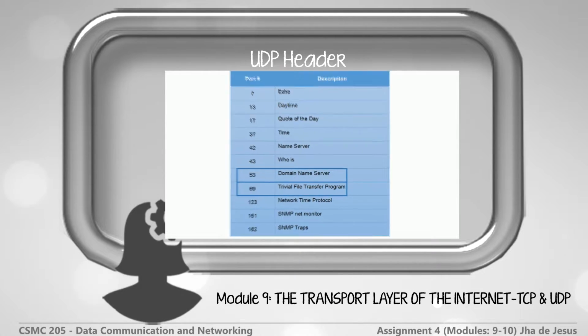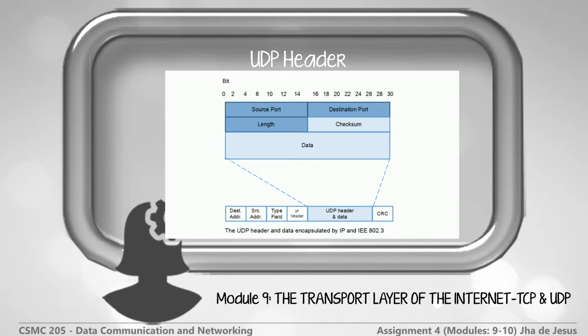The length field indicates the length of the header and the data in terms of bytes, while the checksum is used to check the validity of the header and the data.